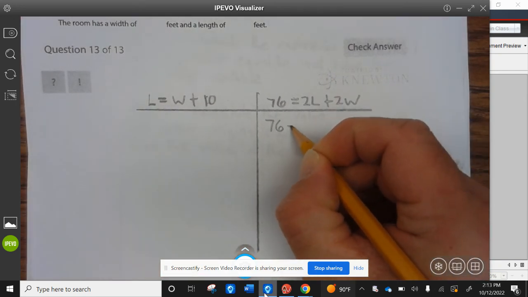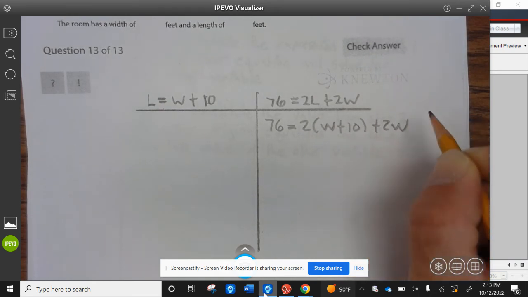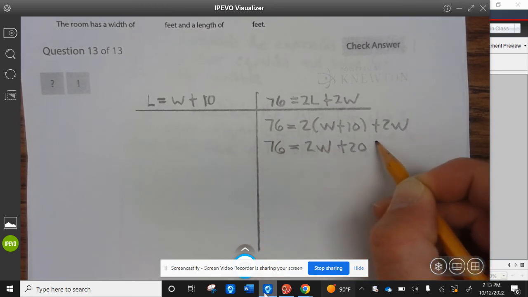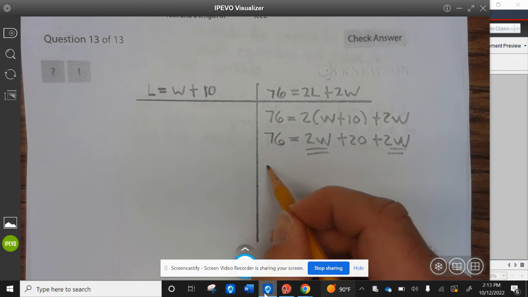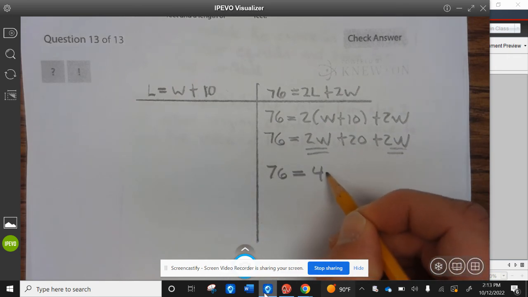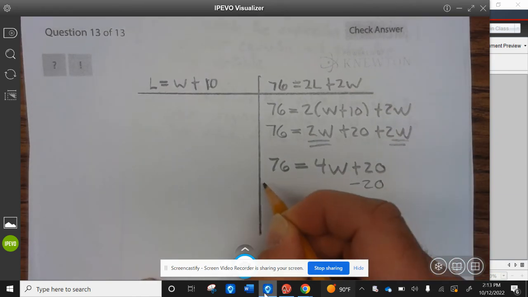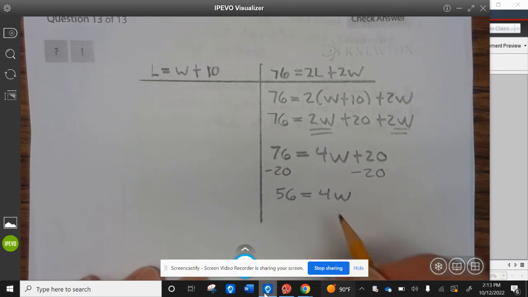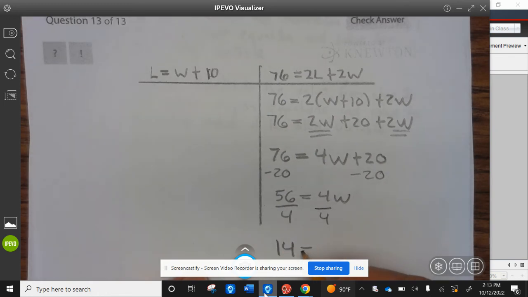So we have 76 equals 2 times W plus 10 plus 2W. So you get 76 equals 2W plus 20 plus 2W. So then you get 76 equals 2W and 2W is 4W plus 20. So subtract 20 from both sides. You get 56 equals 4W. Divide both sides by 4. You get 14 equals W.